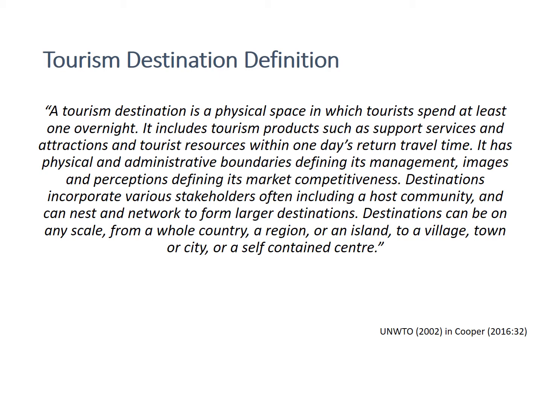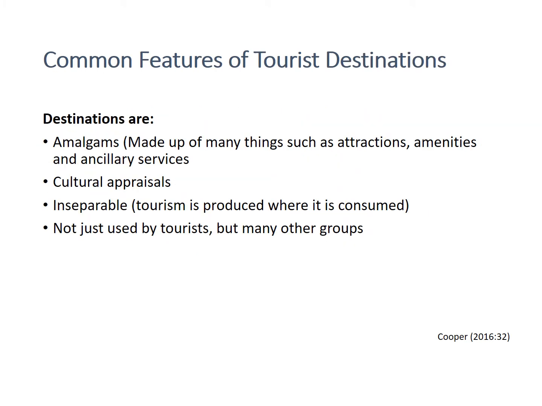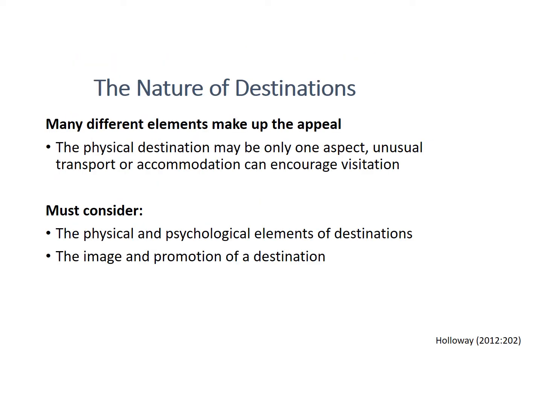So we kind of covered definitions before, but this seems to be a lot more comprehensive and specific in terms of what they're saying. Common features of tourist destinations: amalgamations made up of many different things such as attractions, amenities, cultural appraisals, inseparable. Tourism is provided where it is consumed. Not just used by tourists, but by many groups. Cooper 2016.